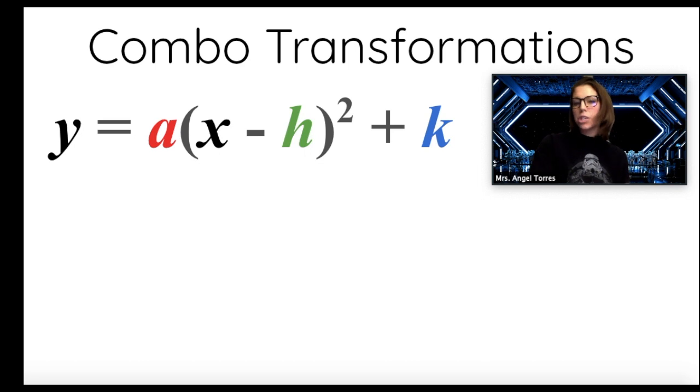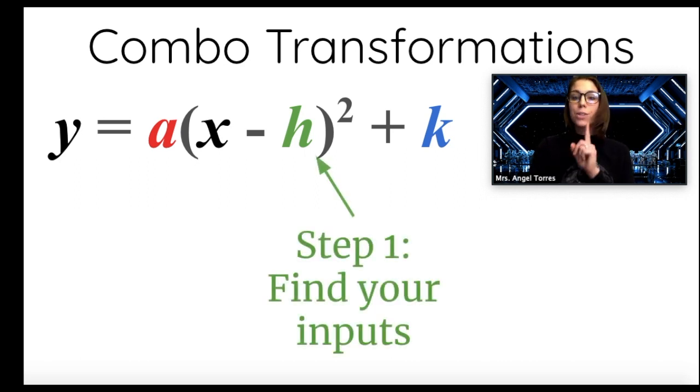So now that we've had a chance to observe all 3 transformations individually, let's take a look at what we would do if we were given a combination of them. So there's 3 steps here. The first step is you want to take a look at where your inputs are going to be. So that shift on the vertex is going to affect the rest of the work you do.